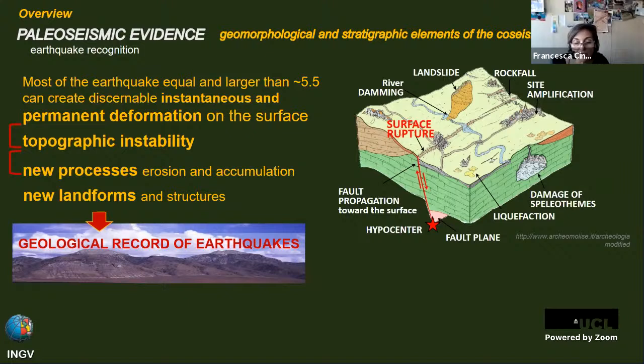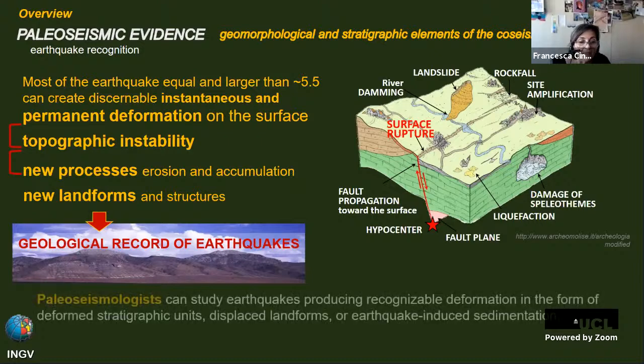Let's just think about the growing of ridges, and then changes in river flow, or new lakes that form. And so a statement is that palaeoseismologists can study earthquakes producing recognizable deformation in the form of deformed stratigraphic units, displaced landforms, or earthquake-induced sedimentation.